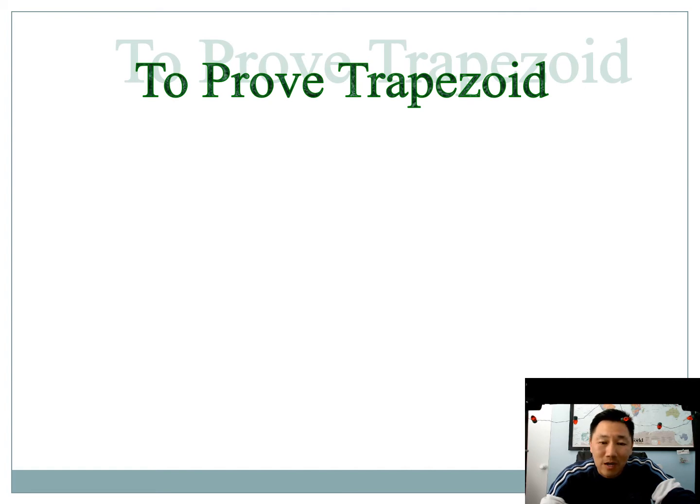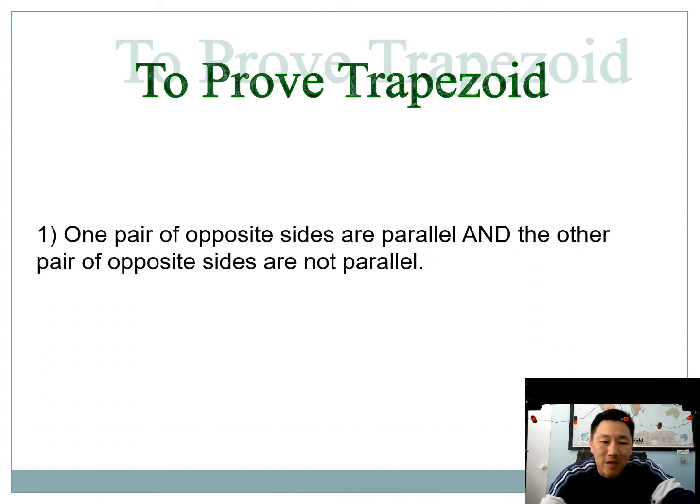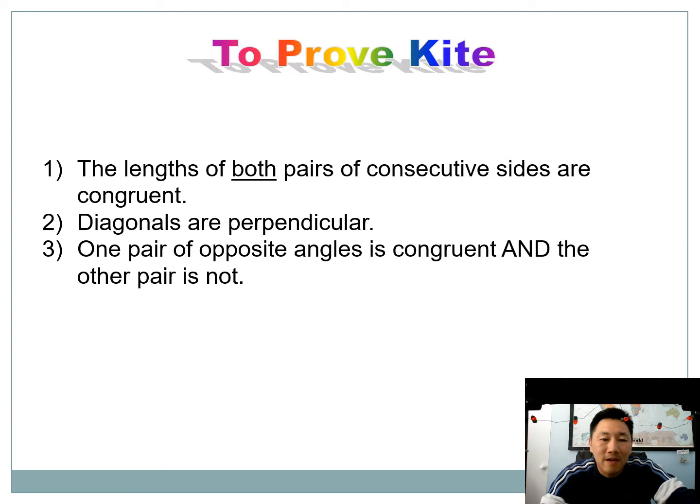To prove something is a trapezoid, you have to show that one pair of opposite sides is parallel and the other pair is not parallel. So it has to be parallel and then not parallel. And then to prove something is a kite, you need to show that the length of both pairs of consecutive sides are congruent. So these sides are congruent and then these sides are congruent. Or diagonals are perpendicular, or one pair of opposite angles is congruent and the other pair is not congruent. All right.